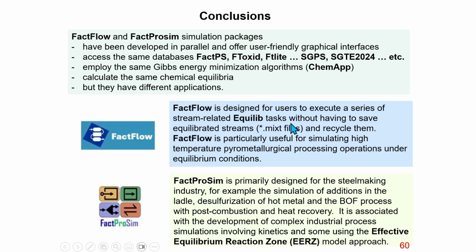FactFlow is really designed for users who want to extend the Equilib experience with streams and stuff. For example, Equilib is really useful for simulating high-temperature pyrometallurgical processes under equilibrium conditions. It's very well suited to do that. FactProSim is a more detailed application, really designed for the steel-making industry, and for example, the simulation of additions to ladles, desulfurization of hot metal, BOF process, and so forth. And it's associated with the ERZ, or the model approach. Very powerful, very detailed, very interesting.